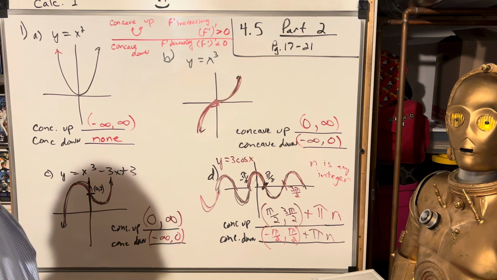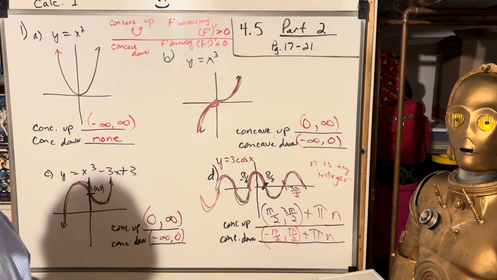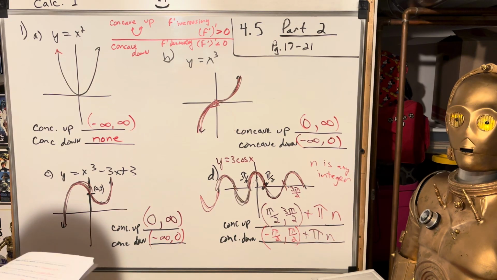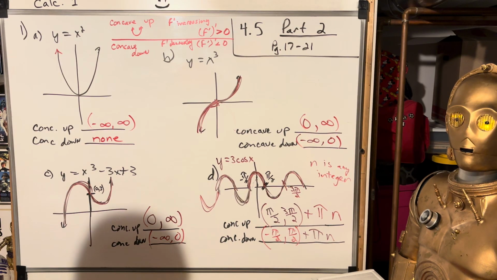All right. So again, concavity is the curvature of the graph, how it's curved. Is it opening up or kind of opening down? All right, let's look at page 18.